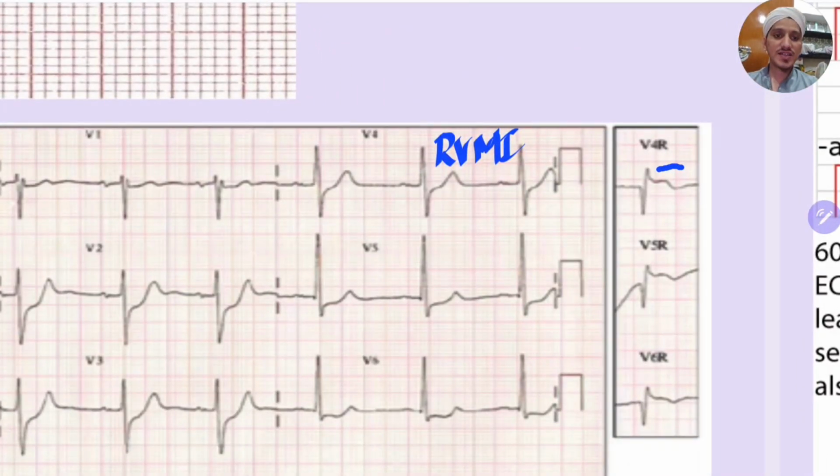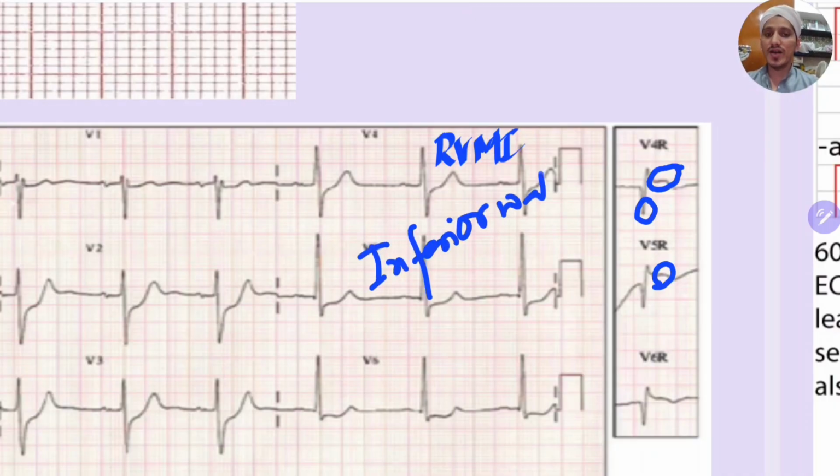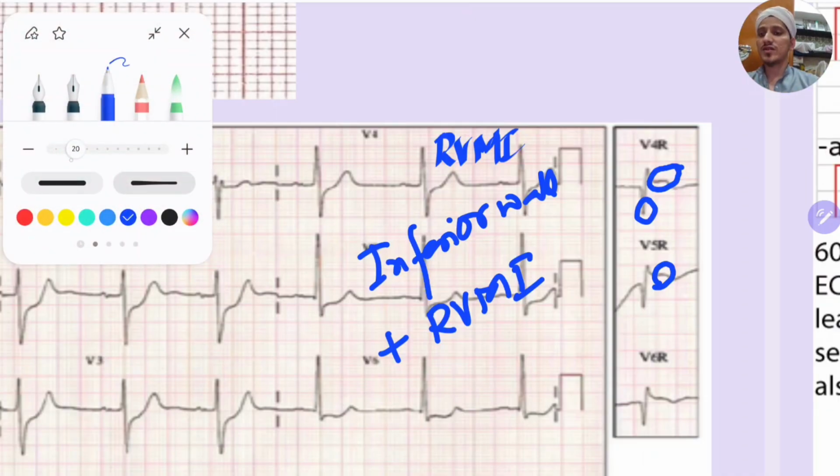You can see ST segment elevation with Q wave in V4R and V5R leads. So that confirms there is inferior wall MI along with right ventricular infarction. Both are there. That's why I said no. So these three come in combo. If one is present, you should rule out the other two. That's one thing you should know.